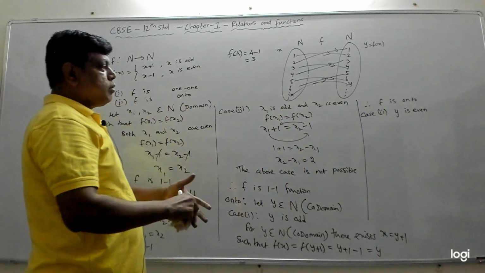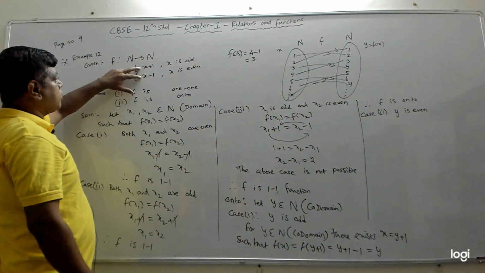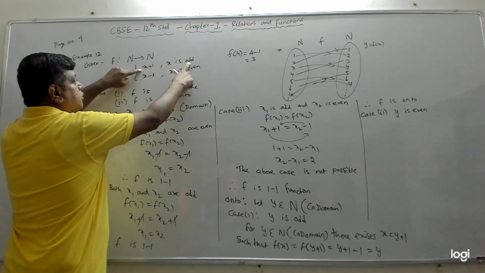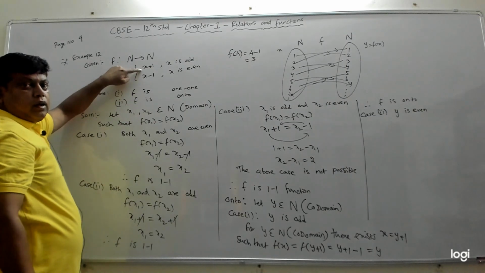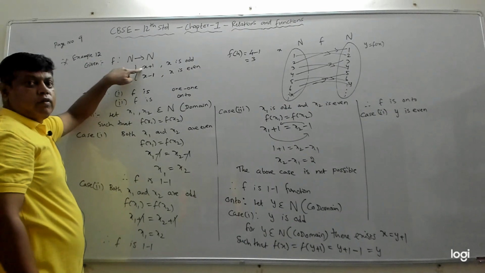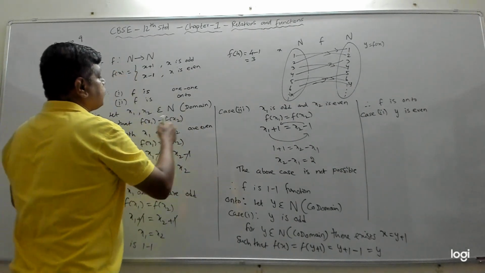Now if y is an even number, then which is even? This is even, or this is even? We know this is even because x is odd. If x is odd, then x plus 1 will become even, and these are our y's. So definitely our y should be equal to x plus 1. So we have to do it in our rough work. We should write like this.